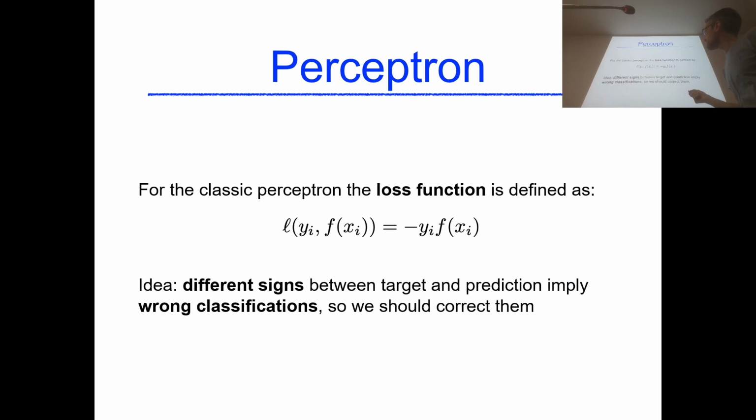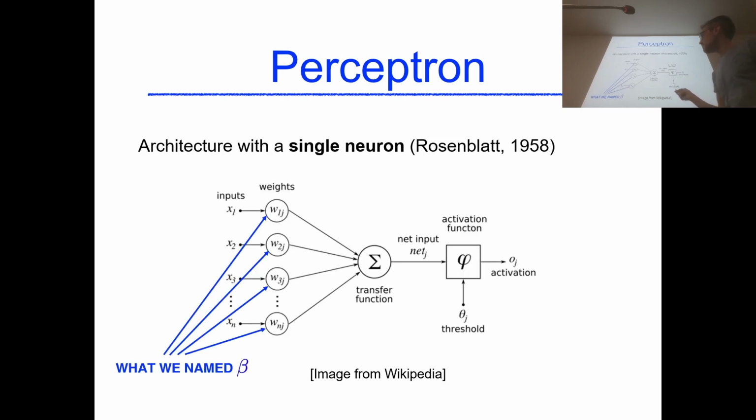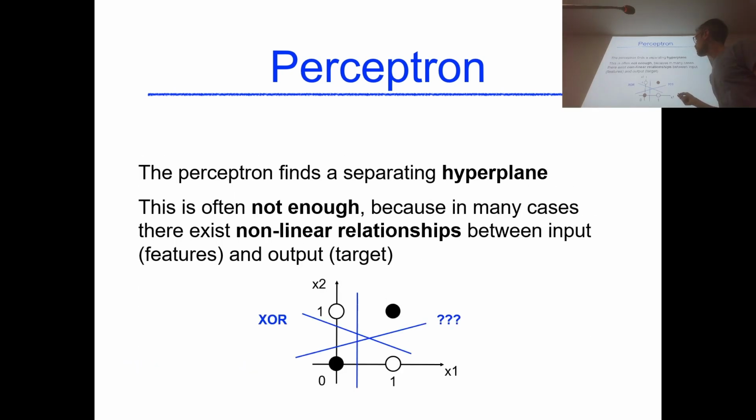Keep in mind that the perceptron nowadays is not used in practice, actually, for this reason. If you're not sure whether your data points are linearly separable, it is a waste of time to use the perceptron. So basically nowadays the perceptron is dead, is forgotten.